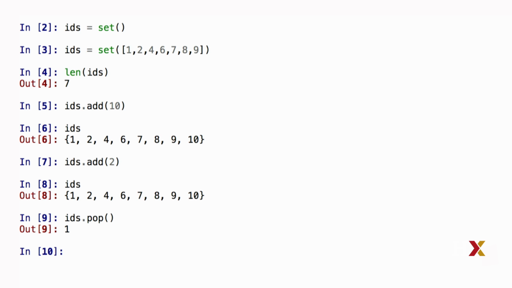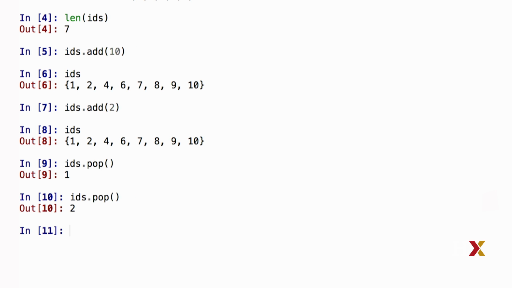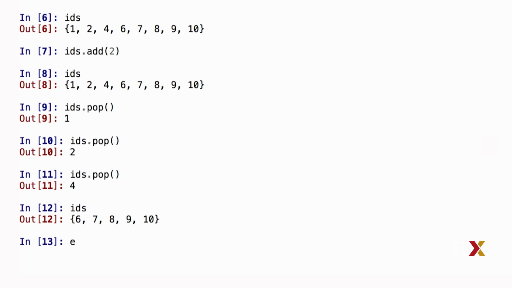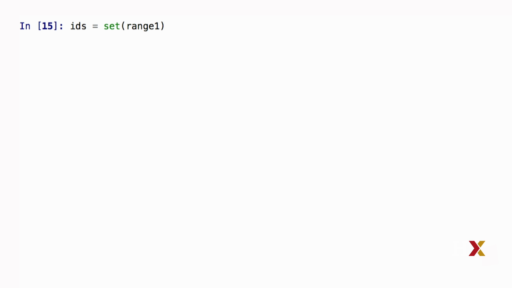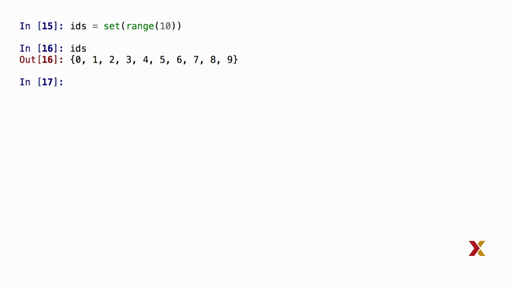We can remove members or objects from sets using the pop function. In that case, Python returns to you an arbitrary member of that set. So I can run this a couple of times. If I look at the contents of my set, I can see now that I have 5 objects remaining in my set. Let me redefine my IDs as set. Let's say that it consists of individuals with IDs ranging from 0 to 9. I can look at the contents, and this looks correct.